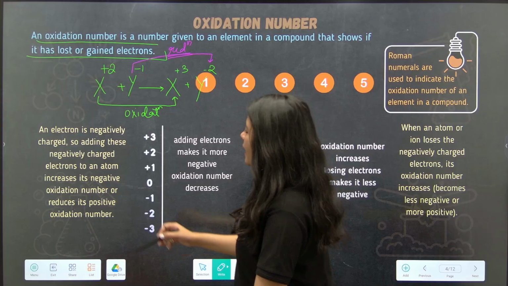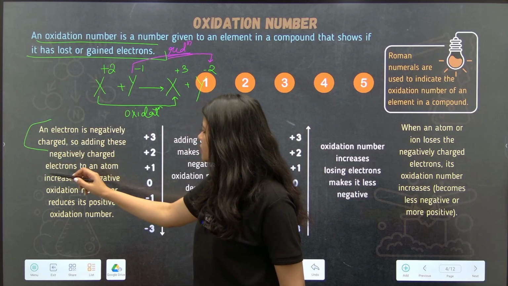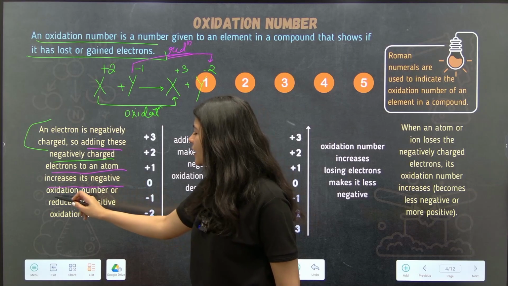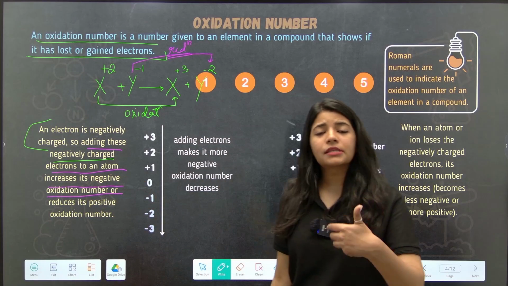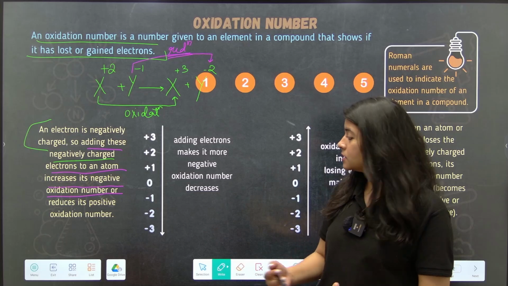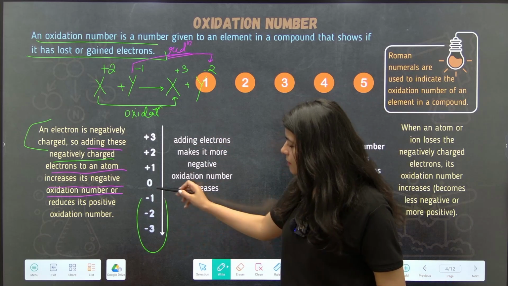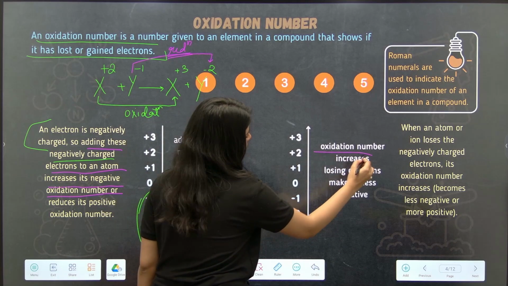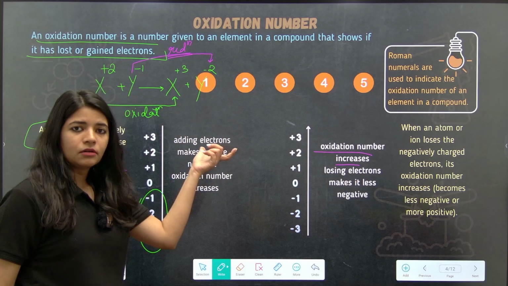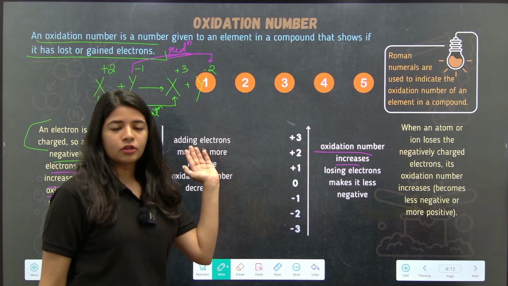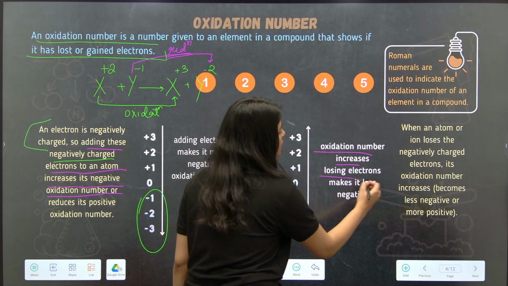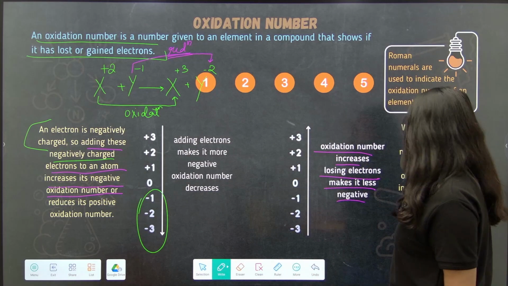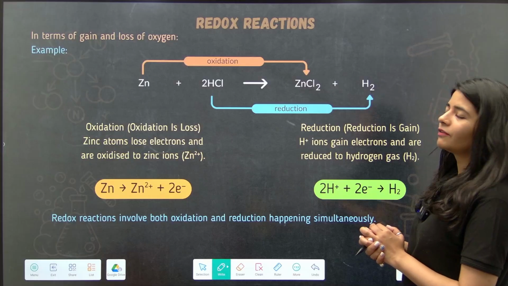Now, let's read. An electron is negatively charged, so adding these negatively charged electrons to an atom increases its negative oxidation number. So, as the electrons are increased or gained, it means more negative charges will be present, okay? And the opposite happens here, oxidation number increases in plus, okay, if they lose electrons, making it less negative. I hope this is clear. It was very easy. Now let's move on to the redox reaction.